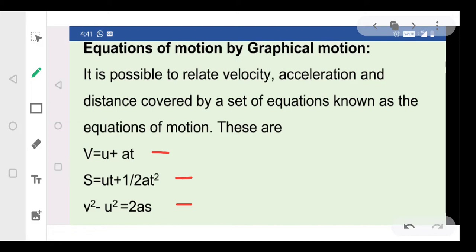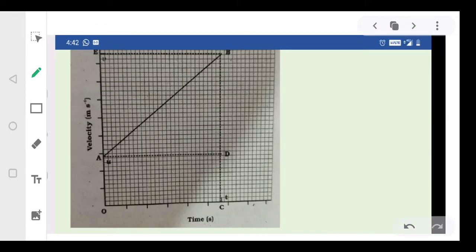Let us first start with the first equation of motion. This is the graph which we will be using to derive all the three equations. Let me first explain you about this graph. This is a velocity time graph.